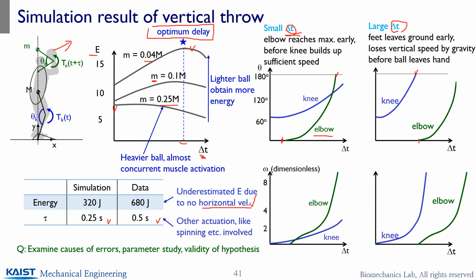By looking at those two extreme cases, we could imagine that there must be some optimal delta t that will give us the best, maximized velocity from the knee joint upward motion and the elbow joint upward motion. Okay, this is a brief review of the vertical throw modeling analysis. Next time we are going to study the overarm throw analysis.